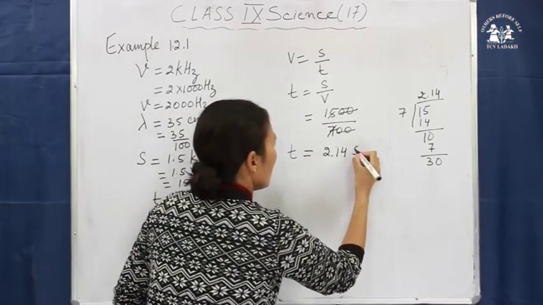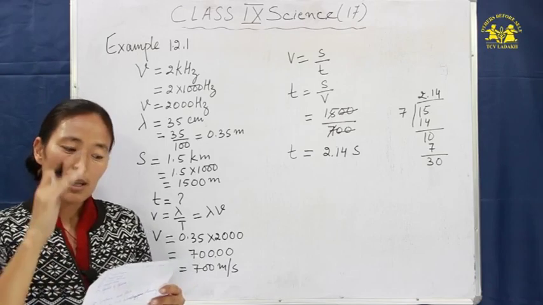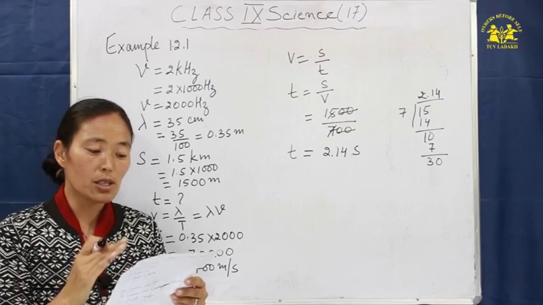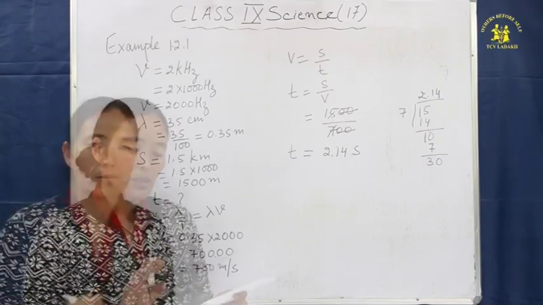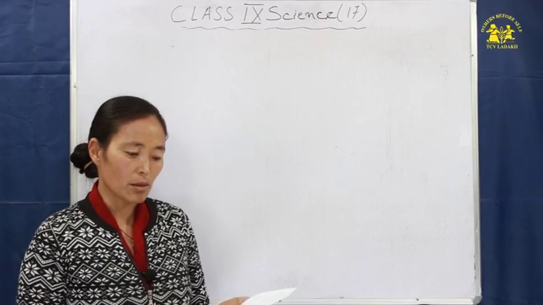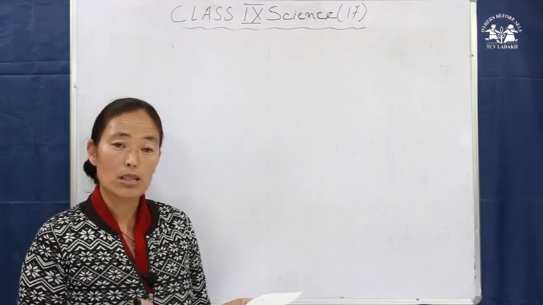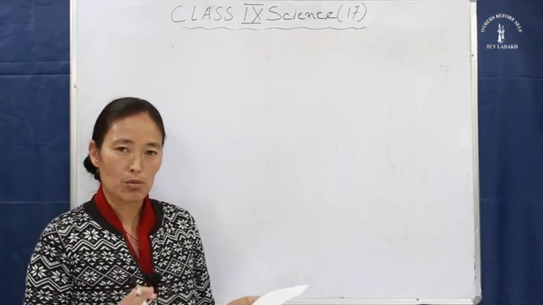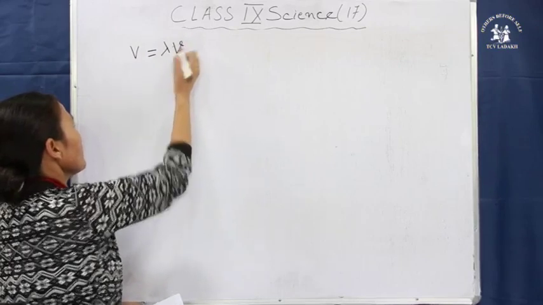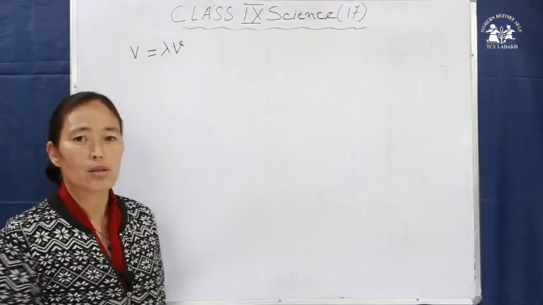That is example 2.1. Now on page 166 there is question number 2, which involves wavelength, frequency, time period, and amplitude. How are wavelength and frequency of a sound wave related to its speed? The formula is V is equal to lambda nu. Wavelength and frequency together give the speed of sound, the wave equation.